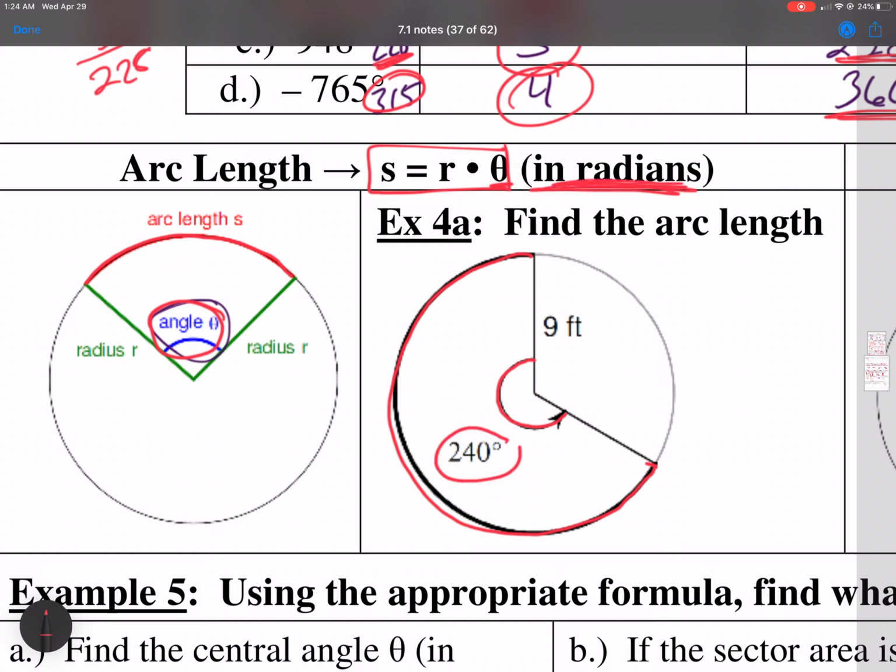They give us theta here as 240 degrees. It's that inside angle, so theta is 240. I need to convert that to radians. So 240 times pi over 180. So 240 divided by 180.